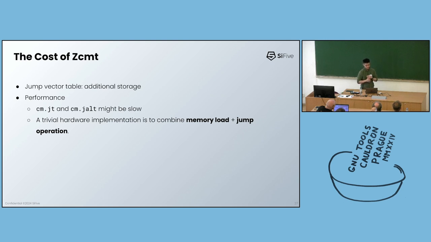Okay, the cost of Zcmt is that we need to create a jump table, so we need additional storage here. And also the performance might be affected, because you can imagine that this instruction actually combines two operations, a memory load and a jump operation. So a trivial hardware implementation is to separate the operations into microcode and use a longer pipeline to implement this operation.